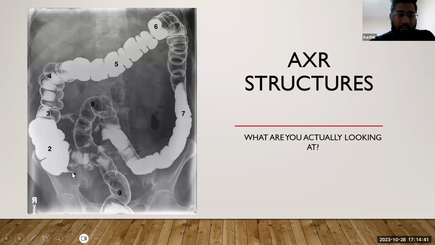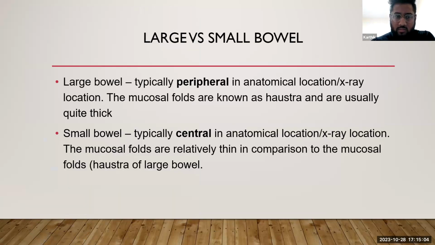So number 1 here, we have the appendix. We have the ascending colon, the hepatic flexure, transverse colon, the splenic flexure, the descending colon, the sigmoid, and the rectum. So this is obviously the large bowel.